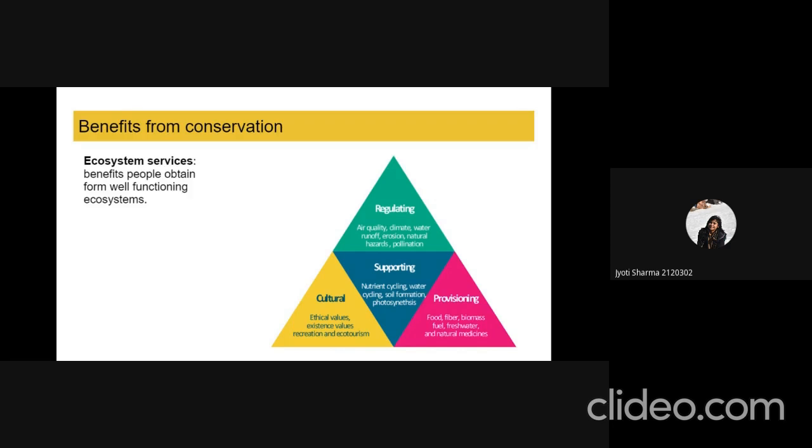Then we have the supporting ecosystem services, which support the ecosystem, such as nutrient cycling, water cycling, soil formation, photosynthesis, etc. And we also have the regulating services, that regulate the earth processes that are being driven. So for example, the quality of the air is being improved by this kind of ecosystem. The climate is being regulated by the ecosystem. So this is the regulating.